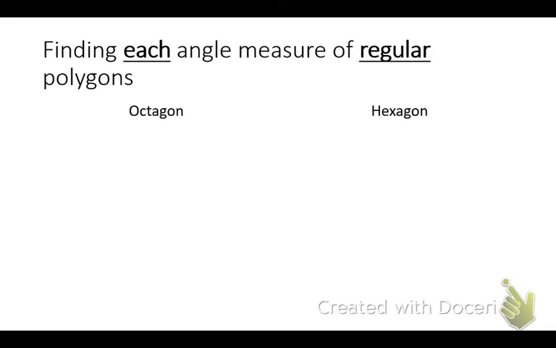All right, last problem. Find the measure of each angle in a regular polygon. In the octagon and in the hexagon, find the measure of each angle of the regular polygons.